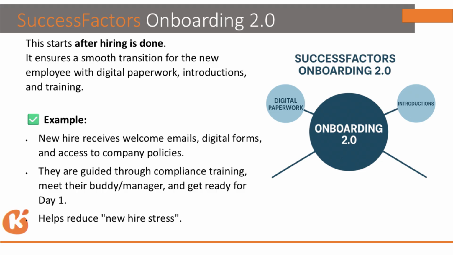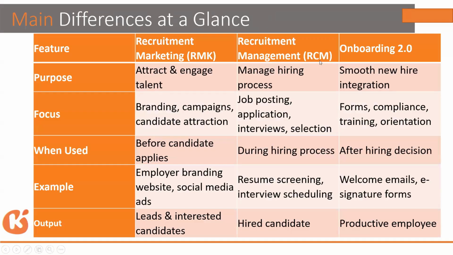Now here you can see this is the main difference between recruitment marketing, recruitment management, and onboarding. So what is the purpose of each? The purpose of recruitment marketing is to attract and engage talent. Recruitment management is just the hiring process, where once you receive a job application, the applicant profile comes in.